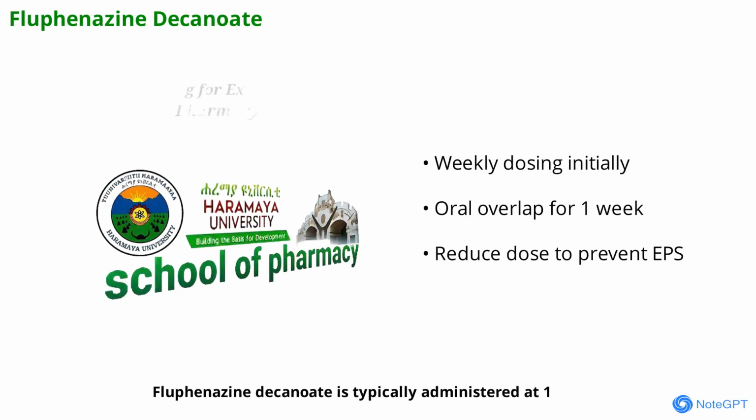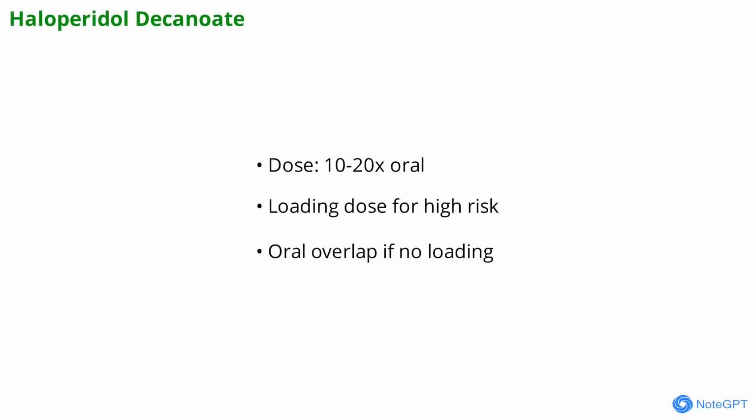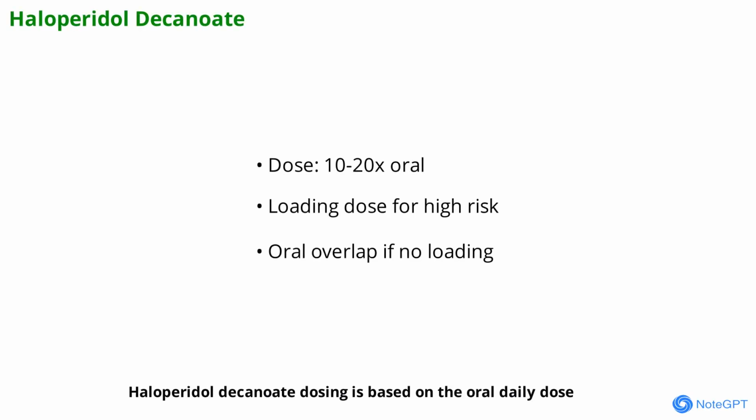Fluphenazine decanoate is typically administered at 1.25 times the oral daily dose for stabilized patients, given weekly for the first 4 to 6 weeks. For more acutely ill patients, 1.6 times the oral dose is used weekly for the first 4 weeks. Afterward, dosing shifts to every 2 to 3 weeks. Oral fluphenazine can be overlapped for 1 week, with the dose halved at the first injection to reduce the risk of extrapyramidal symptoms.